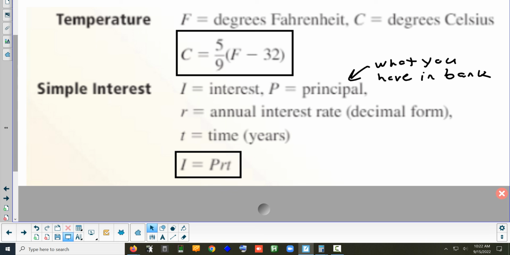Back in the 80s, there were some investments you could make like 18 or 19% on. It was great investments. They don't have those anymore. Anyway, and time is how long you're going to leave your money in the account. Usually it's measured in years. And maybe you'll leave it in there 1 year, 2 years, 5 years.